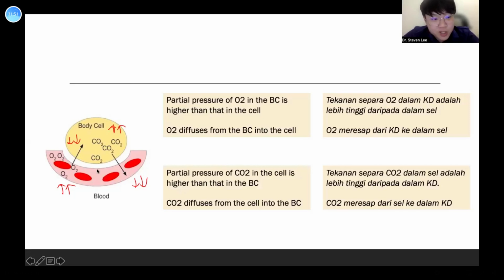So you see partial pressure of oxygen in the blood is higher than in the cell body, in the cell. Okay, and then oxygen will diffuse from the blood to the body cell. You can say by simple diffusion, you can say to be used in aerobic respiration, correct? So you can elaborate. Sini you boleh elaborate now, you boleh tulis lagi. Tapi yang paling penting, these two punya sentence lah.